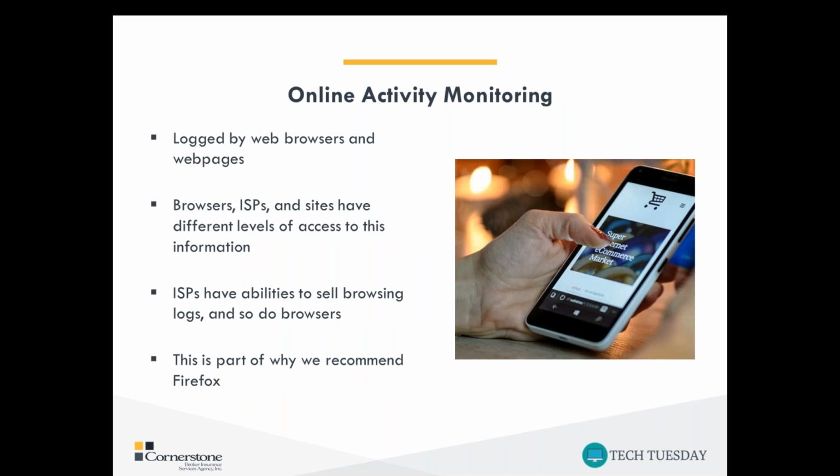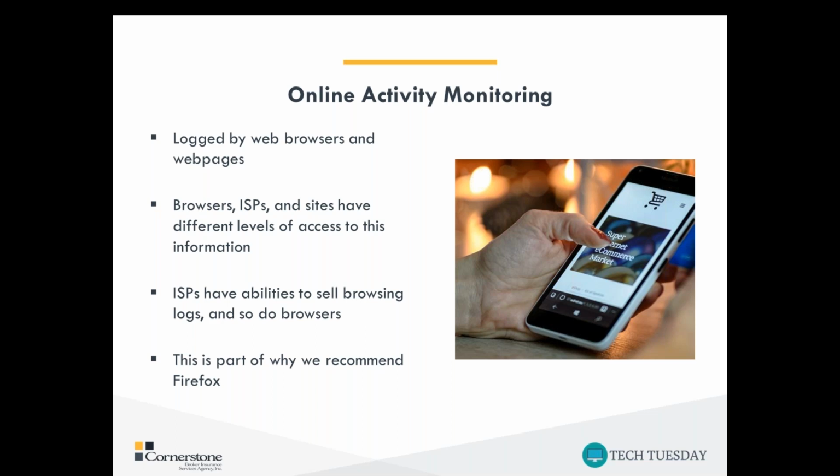Also, online activity monitoring. This is a little bit different from search history advertisement as well, because it is logged by web browsers and web pages. So for example, why we shy away from Google Chrome and recommend Firefox is that Google already has so many touch points on you. If you're using Google Chrome, not only do they have access to your full list of search history that you use from Google, they also have access to everything you type in their search bar, every single website you visit. Every single thing that you do online will then be monitored by Google.